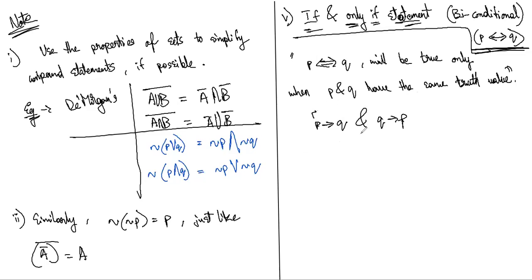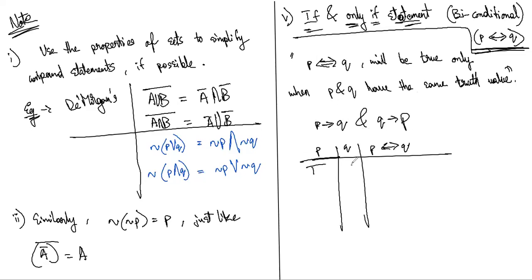Do you guys understand what I said? Wait a second, I'll write the truth table. P, Q. First, I'll write the answer straight, and then we'll do this analysis. True, true, true, false, false, true, false, false. Here true, here true, everywhere else false.